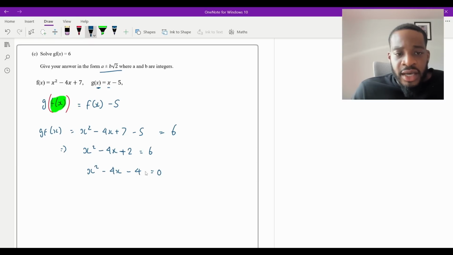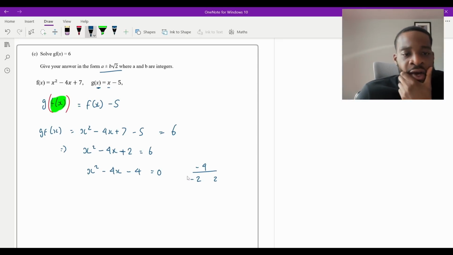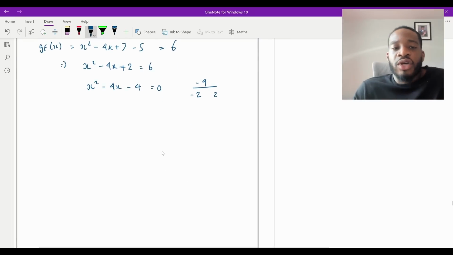Now, again, once you get here, have a look at this number, minus 4. Two factors of minus 4 which will add to make negative 4? It won't work. Minus 2 and 2, right? Because we need one of them to be positive for it to be negative overall. It's not going to work. So it doesn't factorize. So now you know it doesn't factorize for certain. Let's use the quadratic formula.